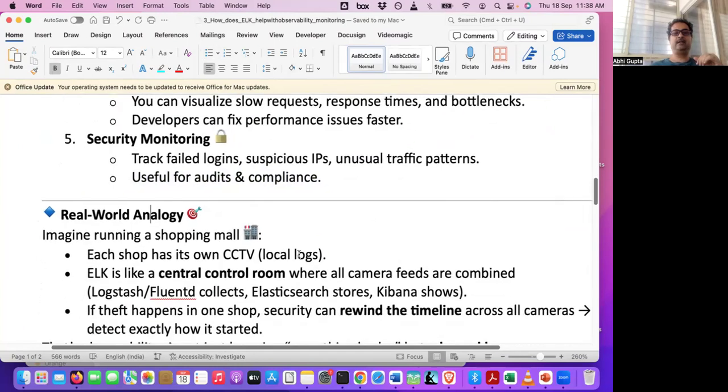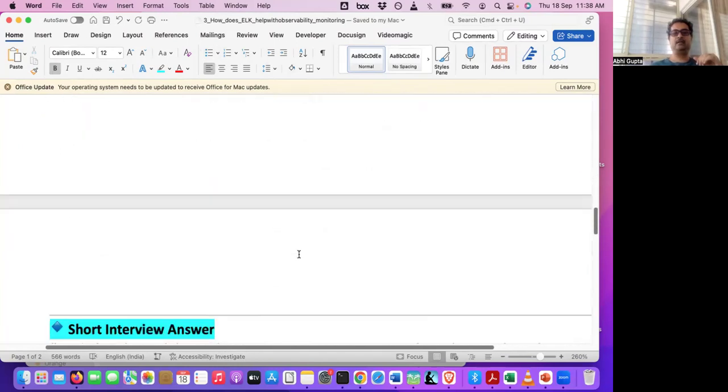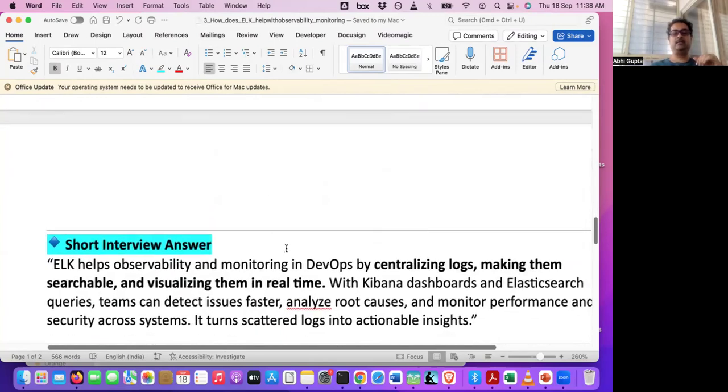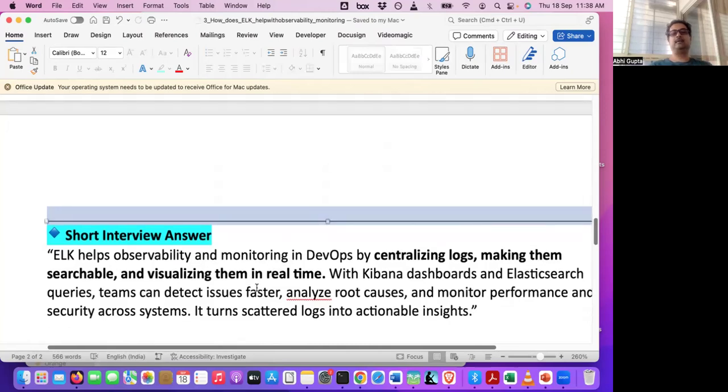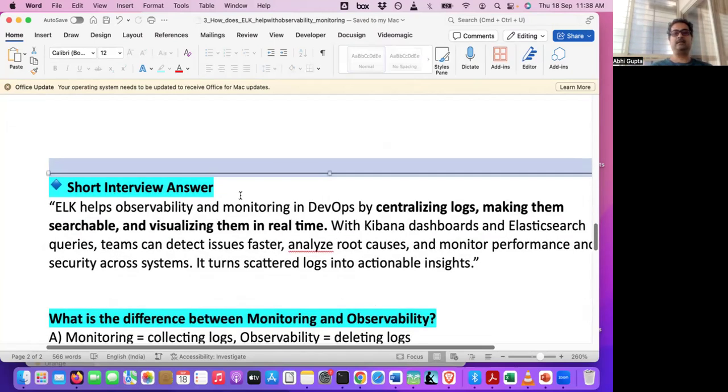Real-world analogy, we already covered this. So let's go to the short interview answer. What I have explained is the detailed way. But if the interviewer wants a short answer, you can initially give a very short answer, and after that you can explain in detail. So ELK helps observability and monitoring in DevOps by centralizing logs, making them searchable, and visualizing them in real time. These are the three things. Collect all the logs and centralize them, making them searchable so you can search easily, and visualize them in real time, so you can see the patterns, etc. on the screen.